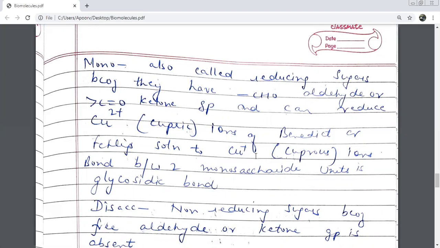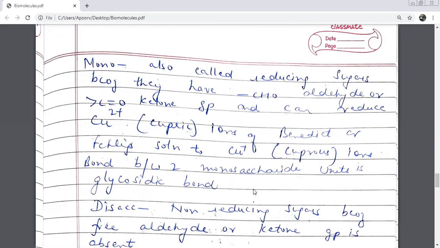Okay. Now, when I said disaccharides, trisaccharides, that means many units are combined together. So if they're combining together, there must be a bond between them. So the bond between the monosaccharide units is the glycosidic bond. Which kind of a bond is formed between 2 monosaccharide units? Glycosidic bond.